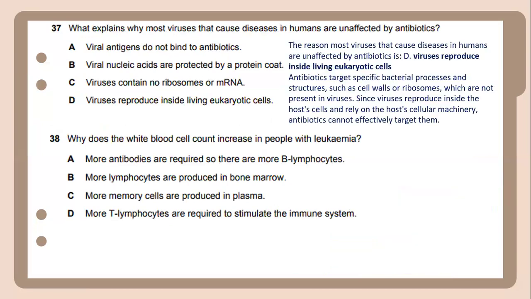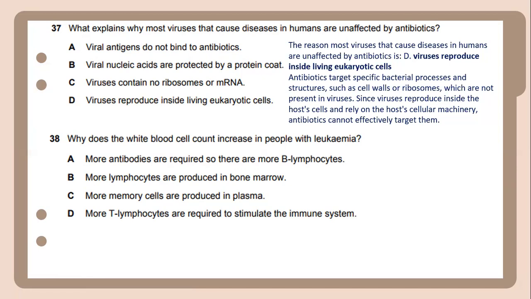And 37, which explains why most viruses that cause diseases in humans are unaffected by antibiotics? The answer will be viruses reproduce inside living eukaryotic cells. This can be explained by antibiotics targeting specific bacterial processes and structures, such as cell wall or ribosomes, which are not present in viruses. And since viruses reproduce inside the host cells and rely on the host cellular machinery, antibiotics cannot effectively target them.